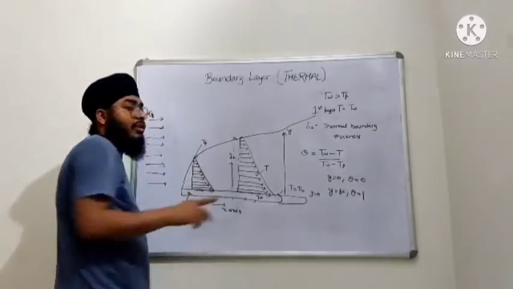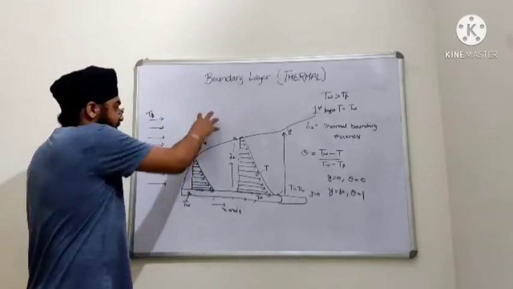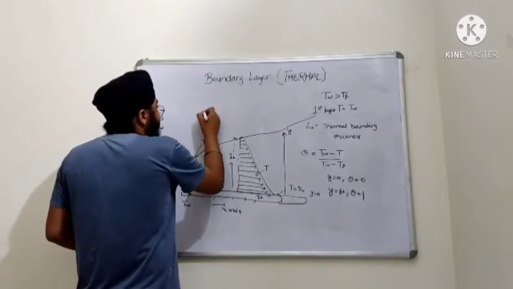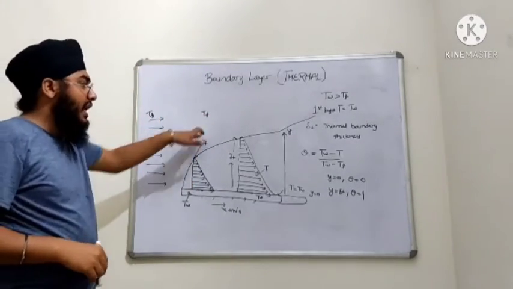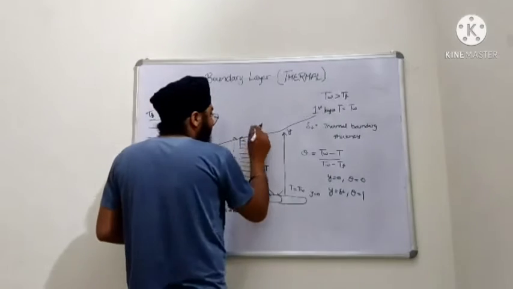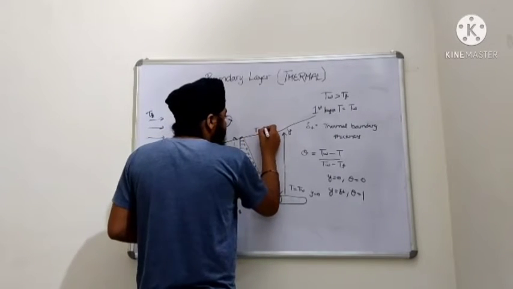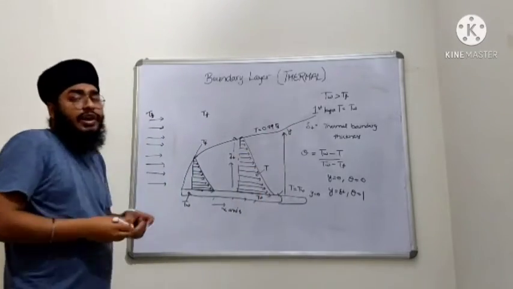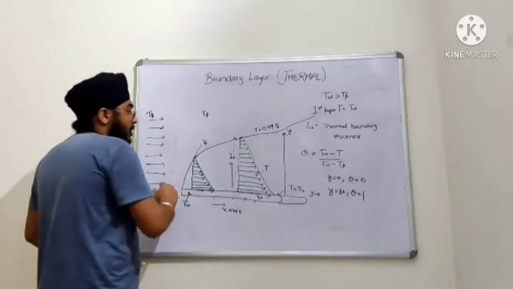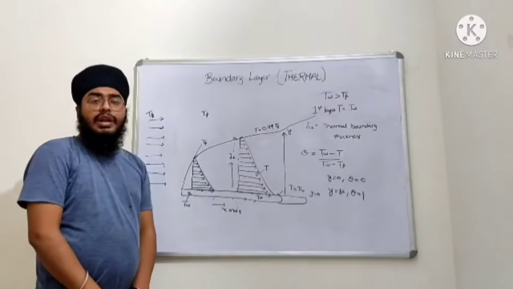So this fluid will not get affected by the heat transfer, and the temperature of every layer and every particle of this fluid will be equal to Tf. Temperature at the boundary layer will be almost equal to 0.99 times Tf, which is already equal to Tf. So this is how the thermal boundary layer works.